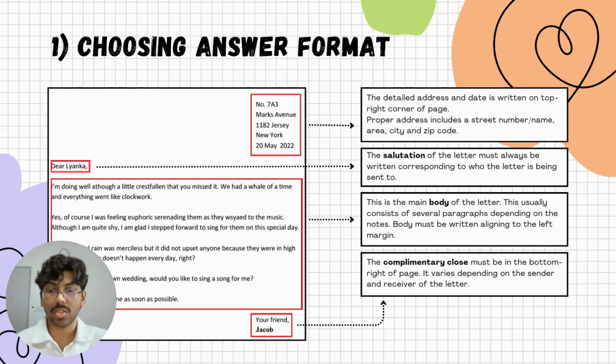Next, the body has two main parts, the salutation and the body. Both of them are written along the left margin of your page. Finally, you will have a complimentary closing, which should be written in the lower right of your page. Keep in mind the address, date, and the complimentary closing are all on the right hand side of your page, while the salutation and the body are on the left hand side of your page.